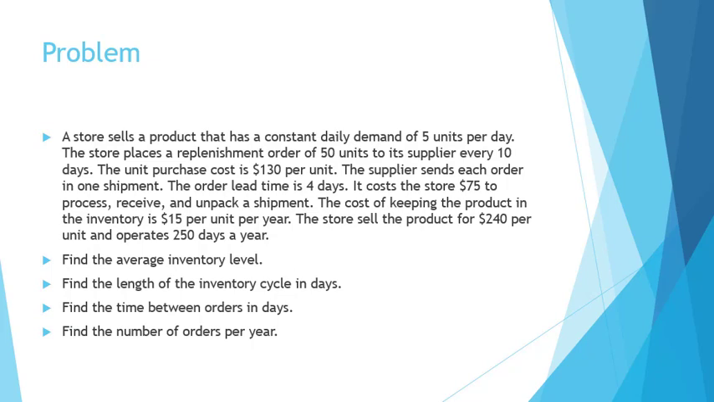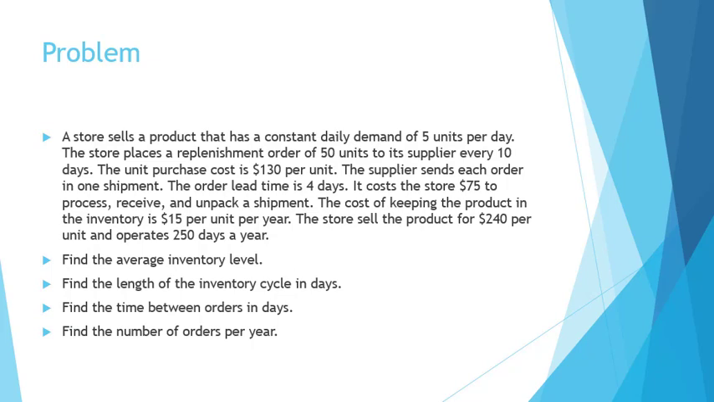The store places a replenishment order of 50 units to its supplier every 10 days. The unit purchase cost is $130 per unit. The supplier sends each order in one shipment. The order lead time is 4 days. It costs the store $75 to process, receive, and unpack a shipment.